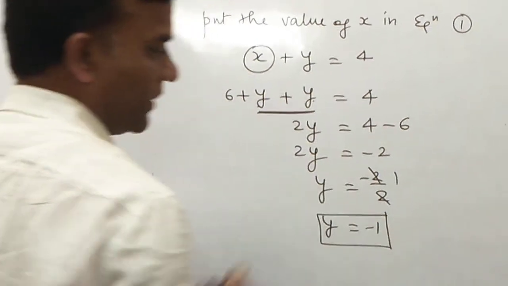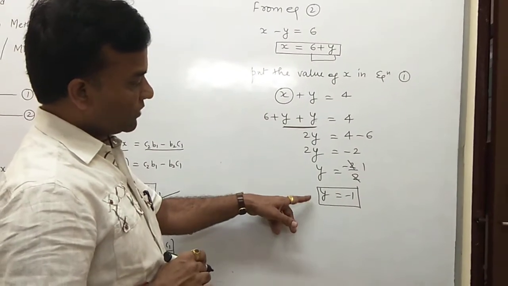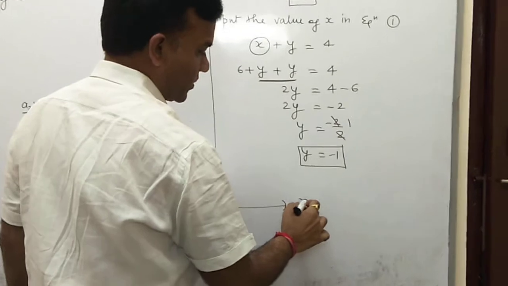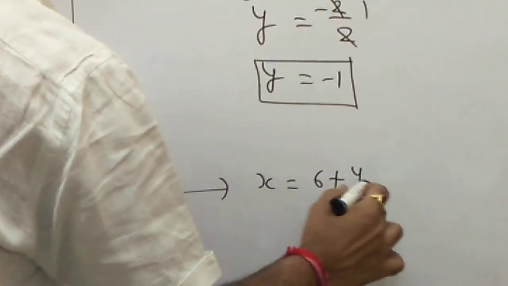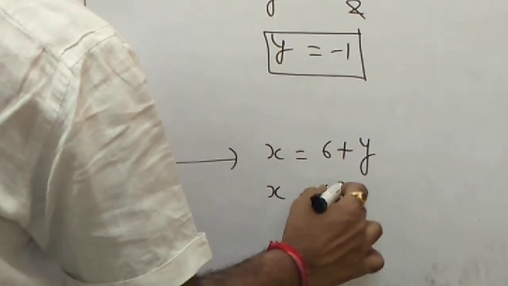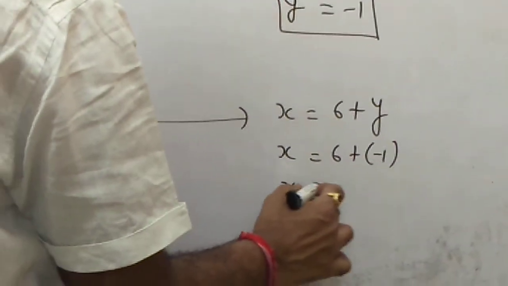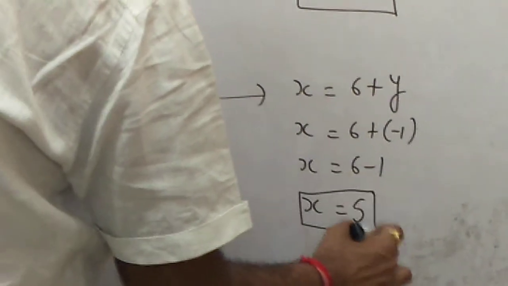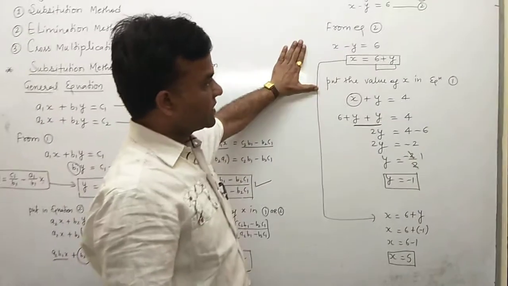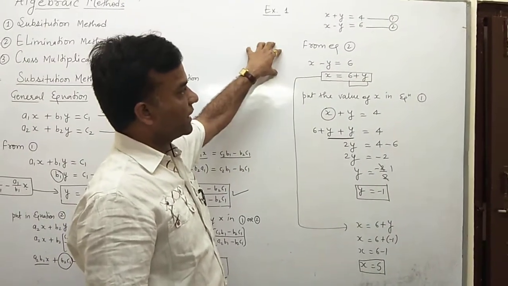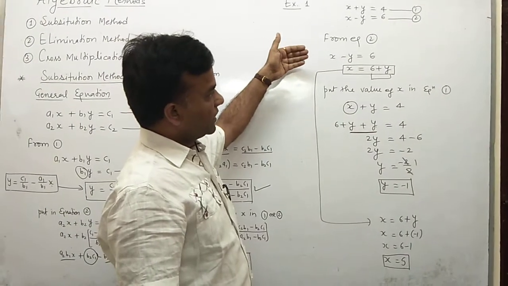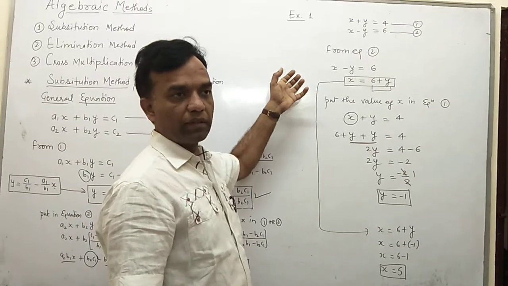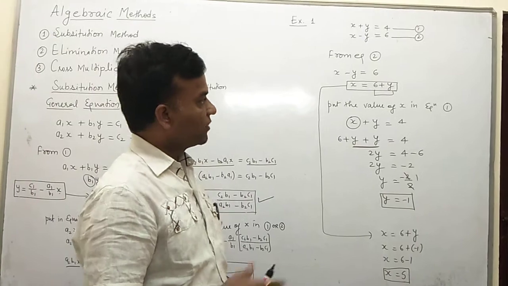Okay, you got the value of one variable: y equal to minus 1. Now put this y here, because we know that x equals something in the form of y. So x equal to 6 plus y, and then x equal to 6 plus minus 1, so x equal to 6 minus 1, so x equal to 5. Okay, so that is a very easy method. It depends on you which equation you take first; otherwise, it depends on the coefficients of variables x and y: whichever has coefficient 1, that equation you take first. So now we have another example.